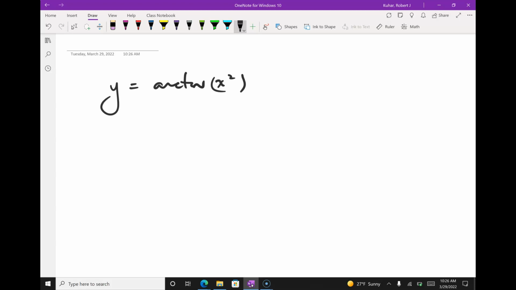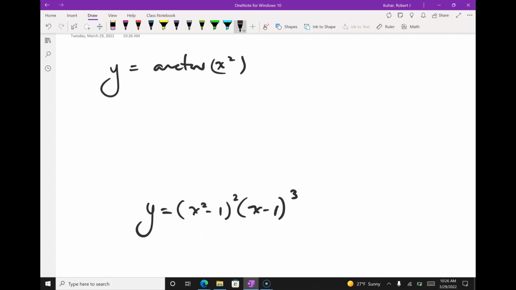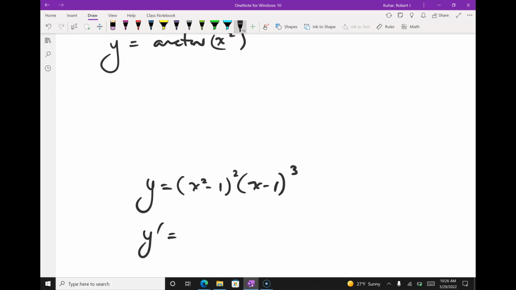So like, if you had your midterm, this was number 7 on the midterm. I had x squared minus 1 squared times an x minus 1 cubed, right? And I asked you to find y prime, right? So what could I do on this particular function? First derivative test, right? So you'd have to be able to do that kind of derivative again.